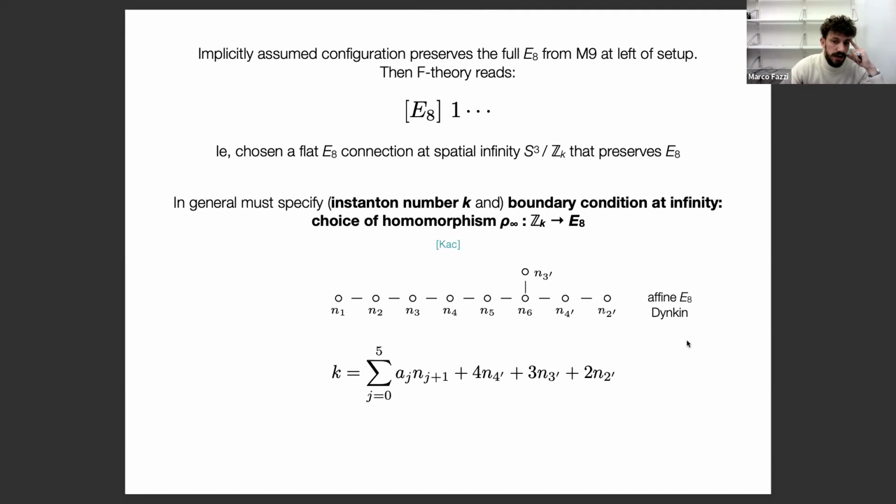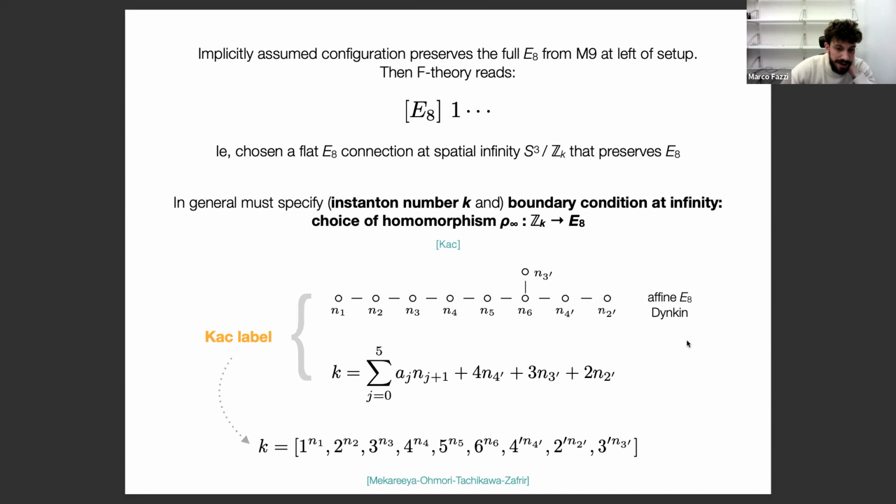It works like so. You take not quite the E8 Dynkin diagram, but rather the affine E8 Dynkin diagram. You can see here that I've extended the Dynkin diagram by adding this node, with Coxeter label 1. The choice of homomorphism is specified by a partition of K, the order of the orbifold, not using random integers, but rather using the Coxeter labels of the affine E8. So you can see here, I'm using the integers 1 through 6, and then 4', 3', and 2', just another copy of 4, 3, and 2. This, I believe, was dubbed the Katz label in this paper here.